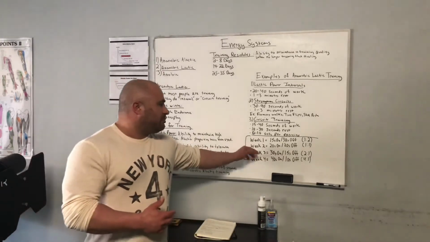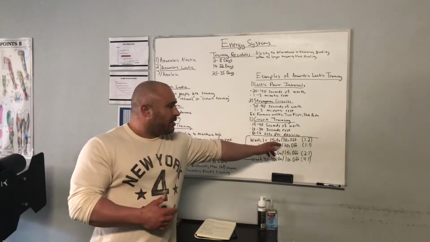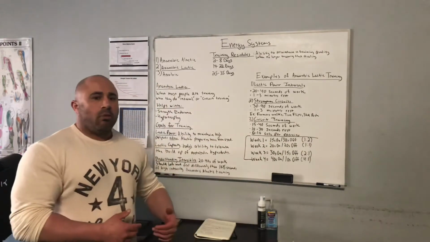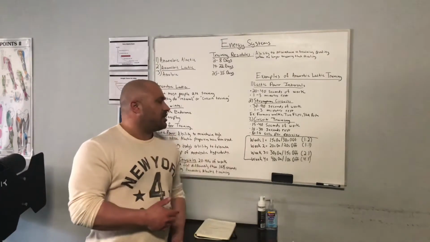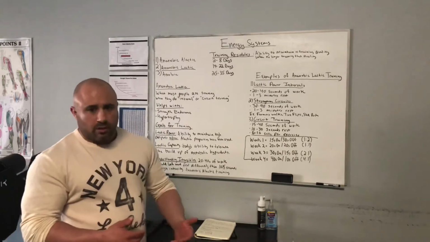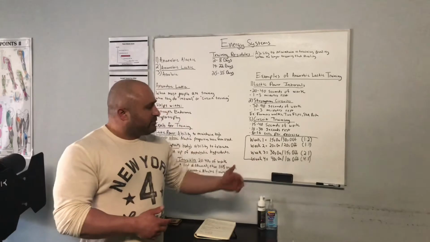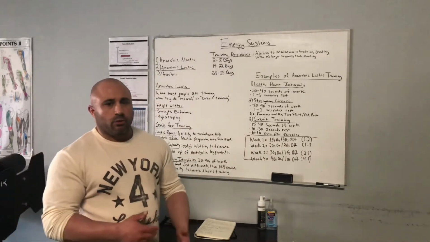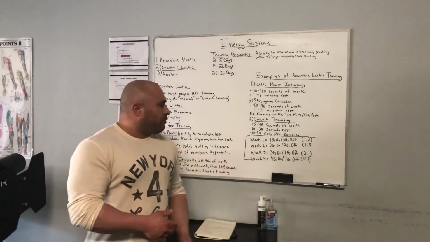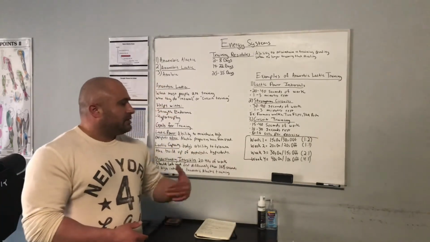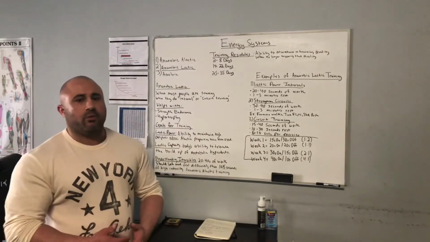So here I have a simple progression where week 1 we'd be on a 15 seconds on, 30 seconds off, which is like a 1 to 2 work to rest ratio. Week 2 is 20 seconds on, 20 seconds off, where it's a 1 to 1 ratio. Week 3 we have 30 seconds on, 15 seconds off. Now we're getting into a 2 to 1 where we're actually working more than we're resting. And for week 4 we have 40 seconds on, 10 seconds off, which is 4 to 1, where we're really working a lot longer than we're resting.